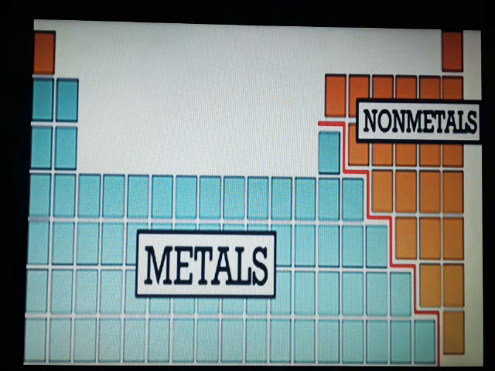It is metals and then non-metals. So what are these boxes? All these blue boxes are metals and yellow boxes are non-metals. How can you identify that these are metals and non-metals? Based on their properties, we can identify that these are metals and non-metals.